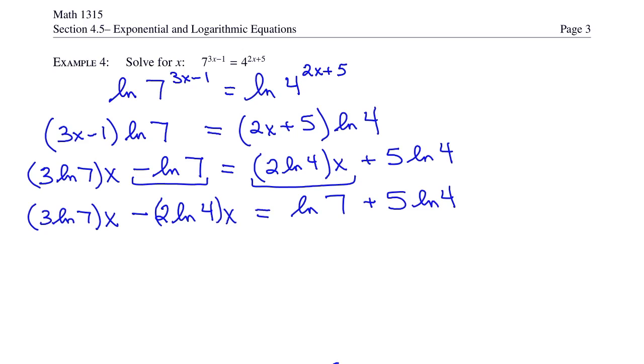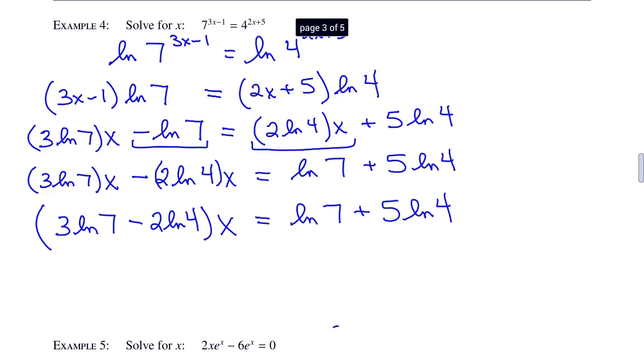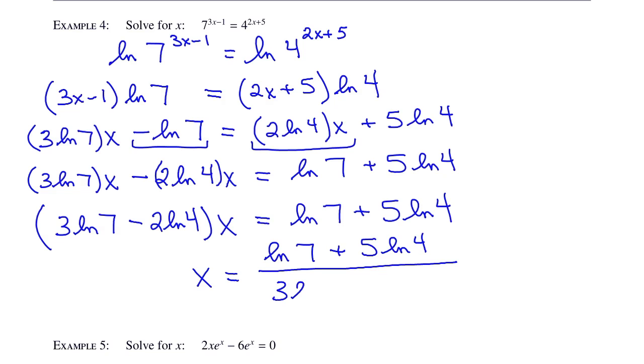Next, let's factor out the x from the left side. That leaves me with 3 ln 7 minus 2 ln 4. The right side stays the same. And then finally, divide by the coefficient. So we get ln of 7 plus 5 ln of 4, divided by 3 ln of 7 minus 2 ln of 4.